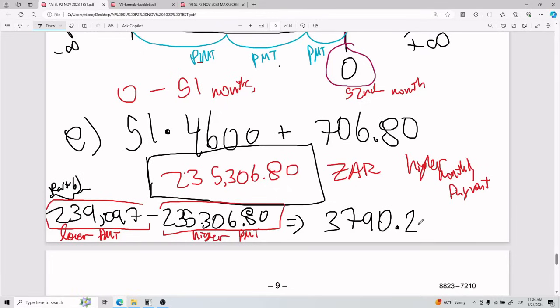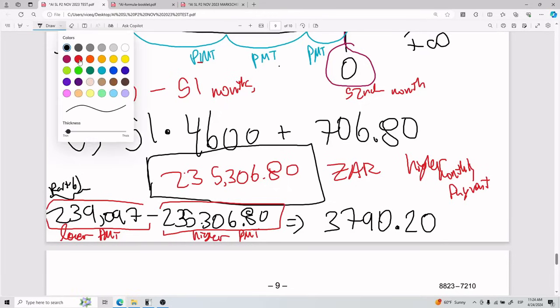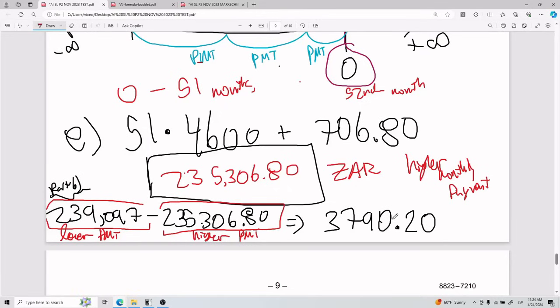3790.2. Now, because they wanted it to the nearest czar, which one is the nearest czar? The nearest czar, you take this number, you say, do you round it up or keep it the same? You keep it the same. So the nearest czar is actually 379 as is. So for part E, it will be this number here, okay?